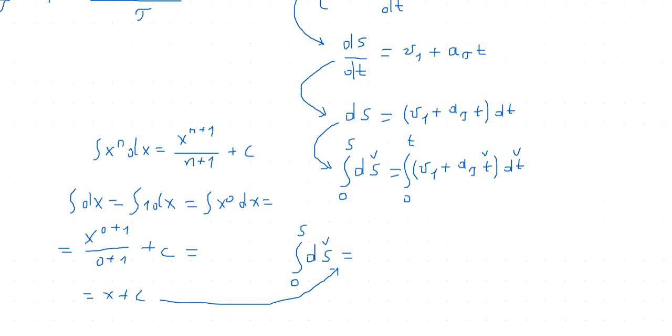So according to this formula, we have that this is equal to s with this sign above, with limits s equal to 0 and s equal to s. According to this, we have s minus 0, and this is equal to s. This is the integral on the left side.